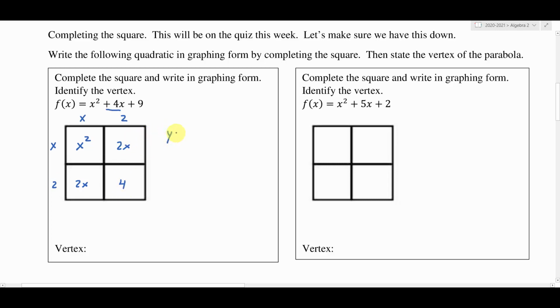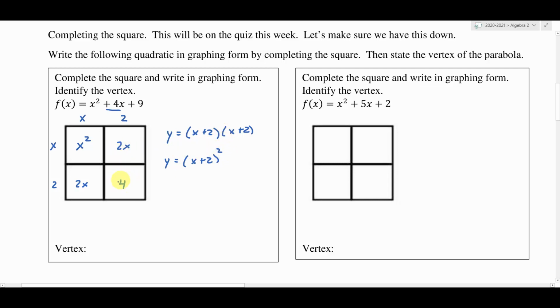I'm going to say y equals, and then I do x plus 2 times x plus 2, and I can simplify that a little bit by combining them and using an exponent. Anything times itself is the equivalent of squaring, so I can say x plus 2 squared.